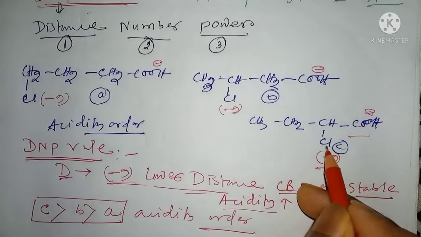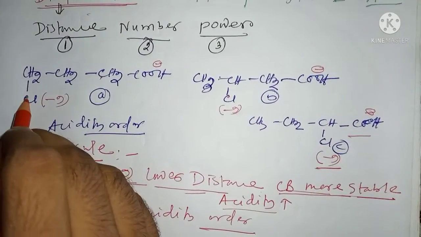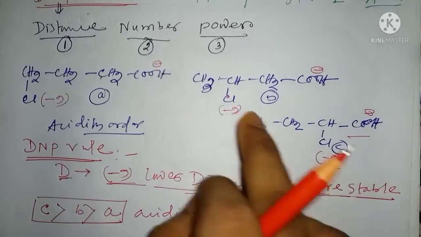So the order: this is the first position minus I effect, this is the second position minus I effect, this is the third position minus I effect. So this is first, second, third.